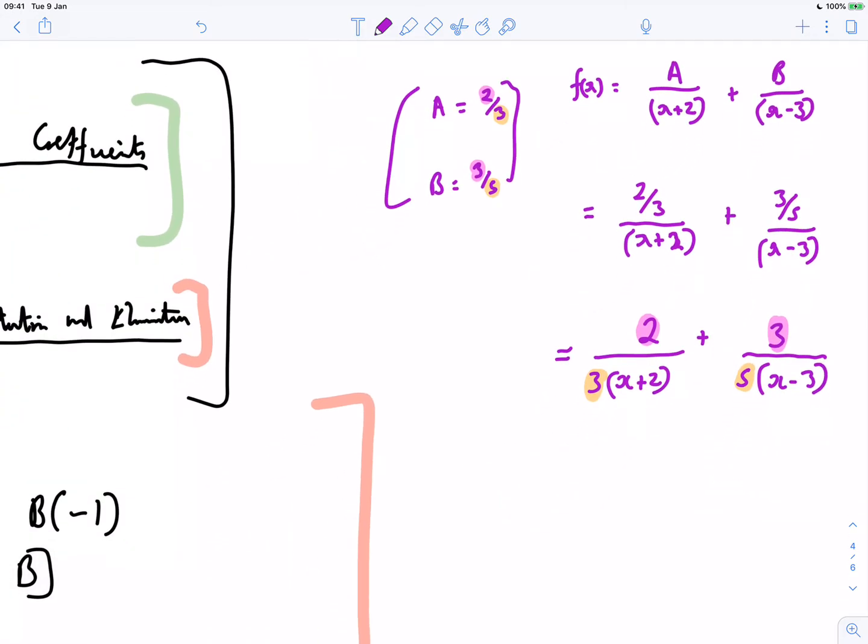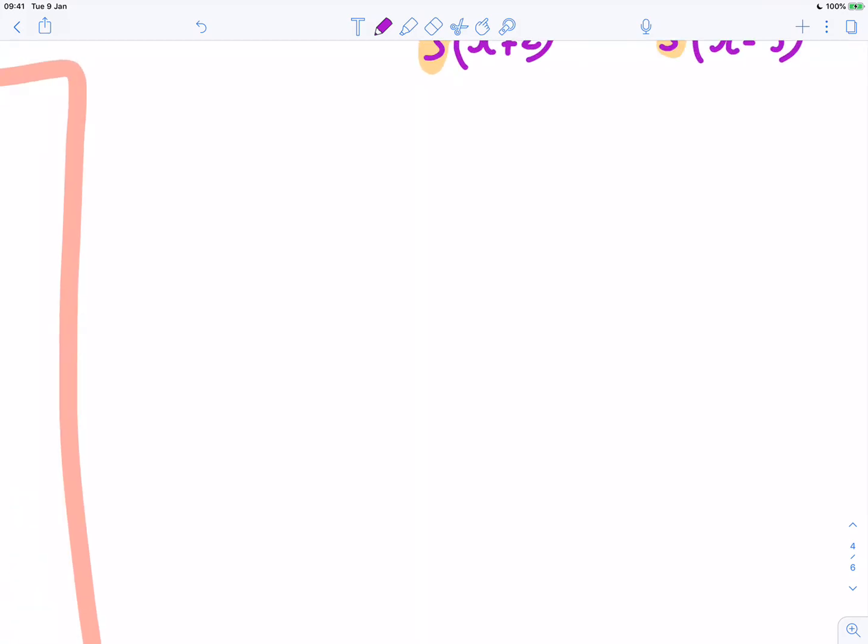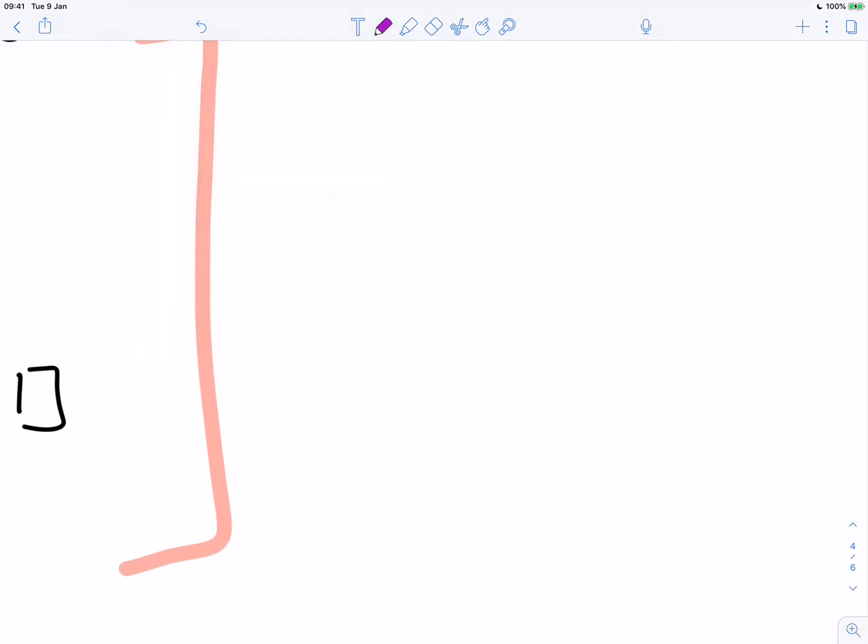If I was to do one more example, let's have a final one. Let's make it quite small. Let's say I was to have 3 over x minus 3 times something that doesn't factorize, x squared plus 2x plus 2.